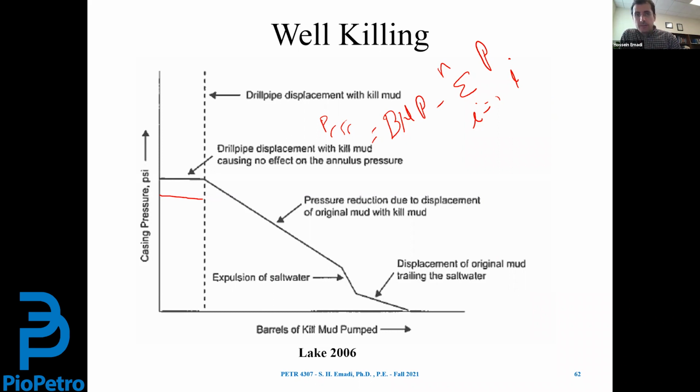However, when the kill mud starts entering the annular section of the wellbore, hydrostatic pressure inside the annulus starts to increase. So when this one starts to increase, the difference starts to decrease. So we see the second part, which is a decrease in casing pressure. And basically the slope will be a function of the difference between the kill mud weight density and current mud density.